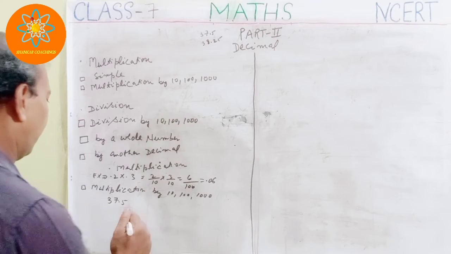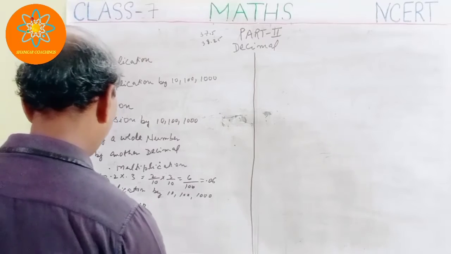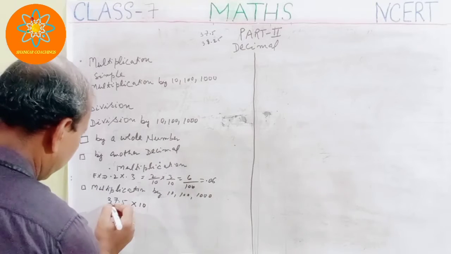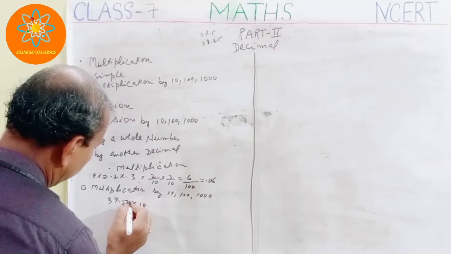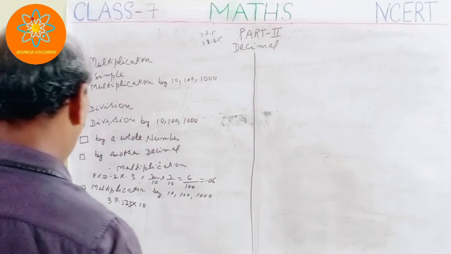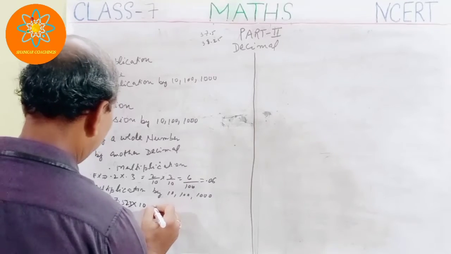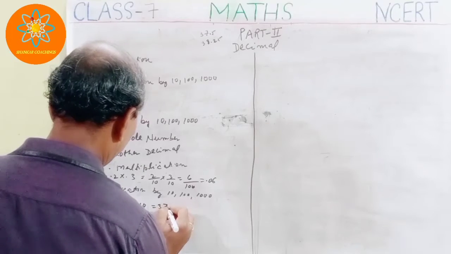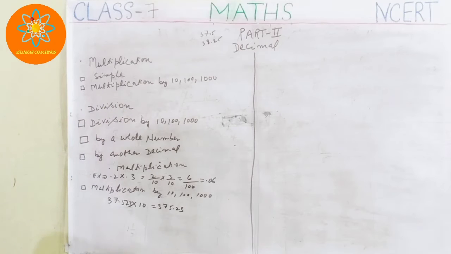37.5. Okay. So if I multiply it by 10, how much will I get? Let's suppose 37.523. If I multiply it by 10, how much will I get? So this is your 375.23. Okay.